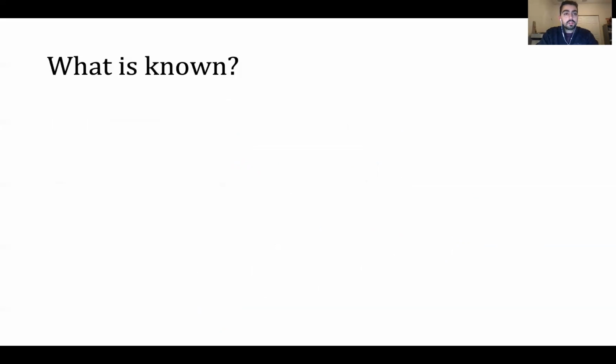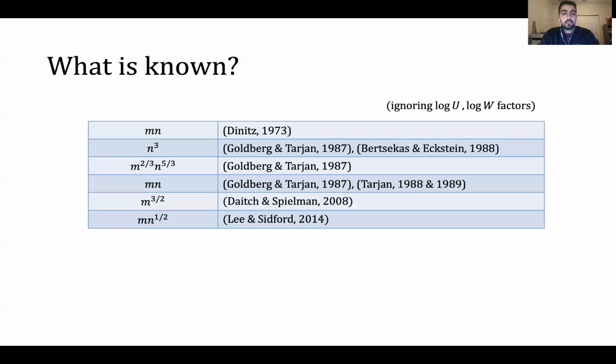So what is known? This is a very old problem from Dinitz in 1973. But in 2008, there was an m^{3/2} algorithm from Daitch and Spielman that used the interior point method. And until now, this has been the best known algorithm for sparse graphs. For dense graphs, the LP solver of Lee and Sidford improved this to m√n.